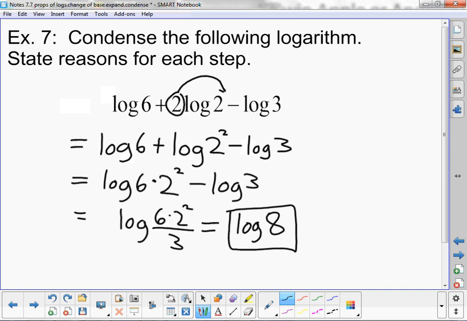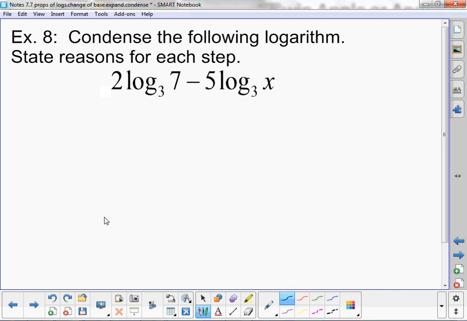And if you notice, this is a lot more condensed than that, but they are exactly the same thing if you plug them into your calculator. Okay? And there you go, that's condensed. Let's do one more, then I'll stop there.